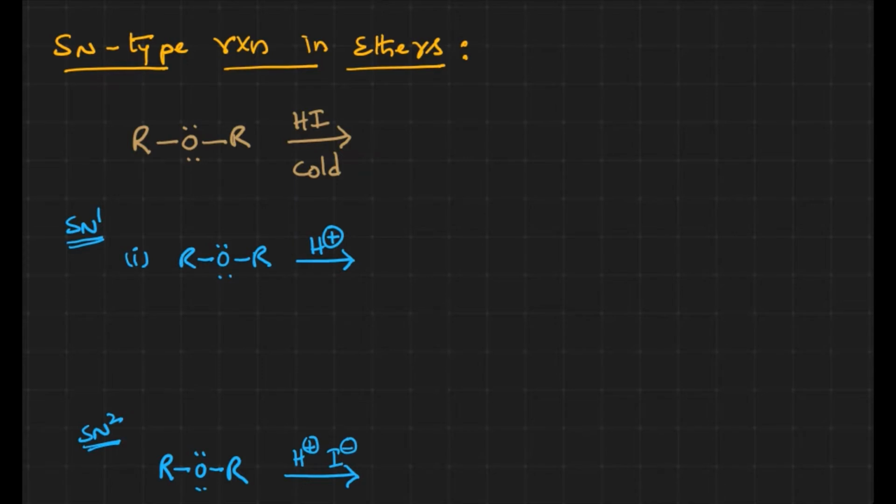Hello friends, in this video I am going to discuss nucleophilic substitution reactions in ether. Generally we know the functional group in ether is oxygen. Ethers undergo nucleophilic substitution reaction with hydrogen iodide to give alkyl iodide plus alcohols. In detail we will discuss in which case it is going to be alkyl iodide, in which case it is going to be alcohols, and all those things.